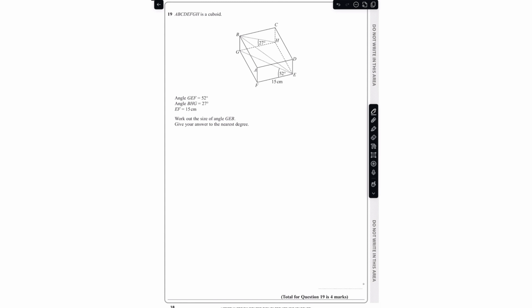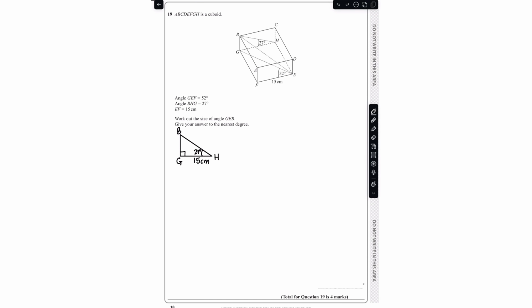In question 19, we are asked to work out the size of angle GEB. So the first step is to identify the triangle we need, and so to find angle GEB, we need to work in triangle BGE. However, before we do that, we must first calculate the lengths of BG and GE. In order to find the length of BG, we need to start with triangle BGH.